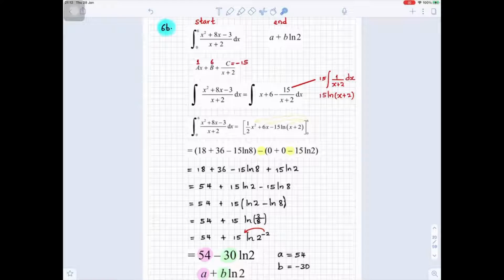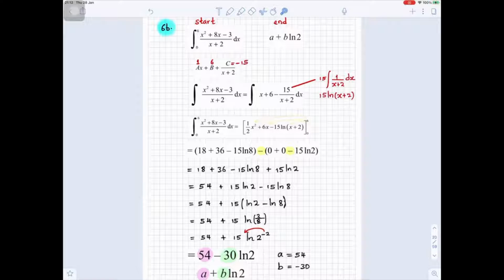Now we can integrate x. When you integrate x, you get x squared over 2. You add 1 to the power and divide by the new power. 6, when you integrate 6, you get 6x. When you integrate 15 over x plus 2, you can take 15 out of the bracket. It becomes integral of 1 over x plus 2. Integral of 1 over x gives you ln x plus 2, and then there's times 15. So you get 15 times ln x plus 2. And don't forget the minus.